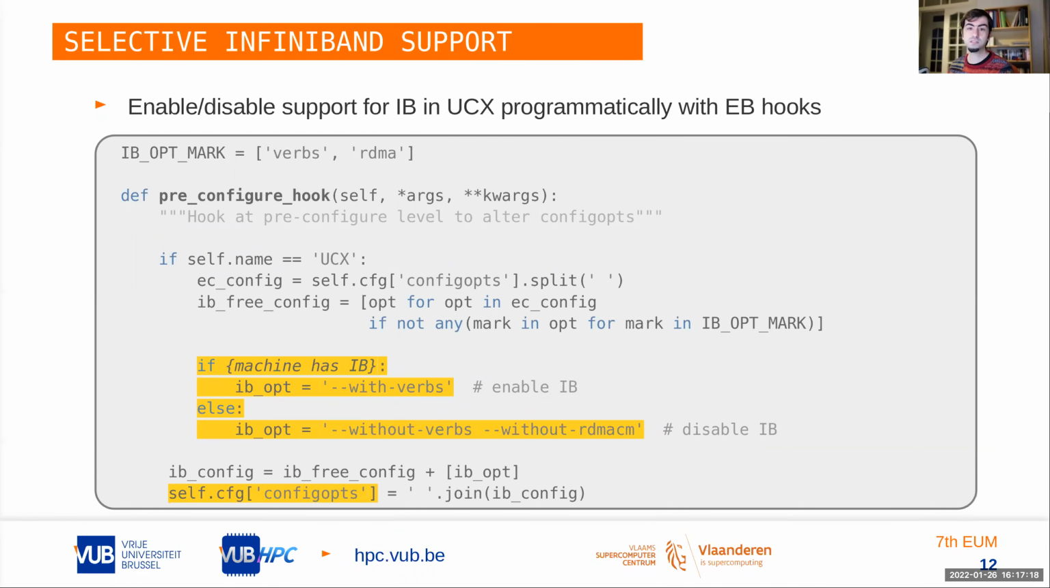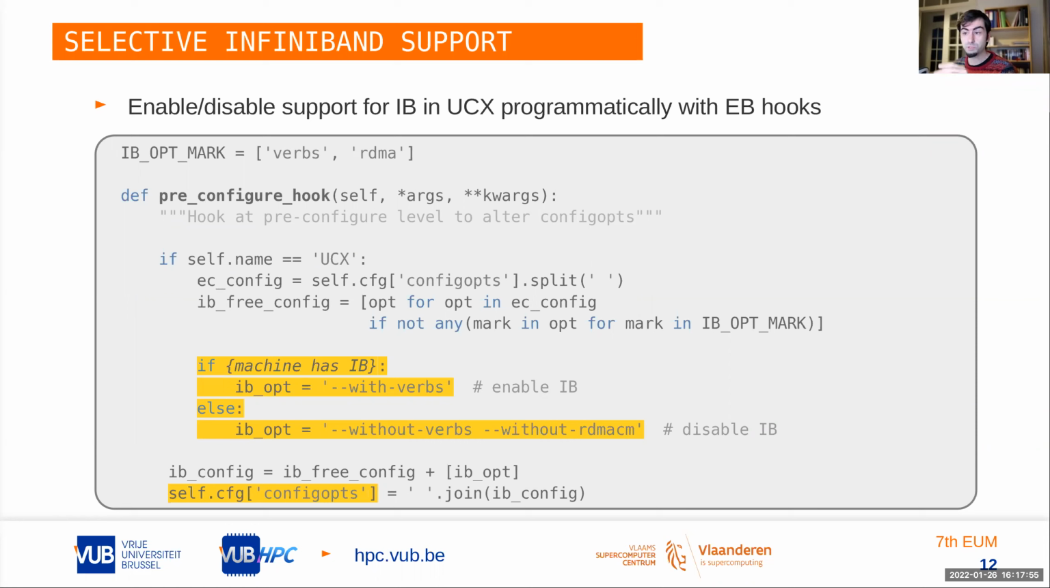Because for us that is simple, since we use the same machines that will execute the code for the users as the machines that build and install the software. So we can easily check if the machine has InfiniBand support by checking some environment variable, or even checking the host name would be sufficient for us. So here, that's something that you'll have to figure out for yourself, but you can do some check. And if the machine supports InfiniBand, you can then set the option for InfiniBand. And if it doesn't, you can just disable it with the options without verbs and without RDMA CM.